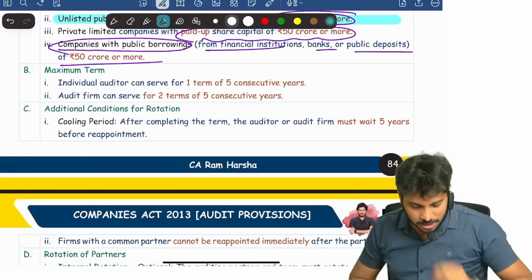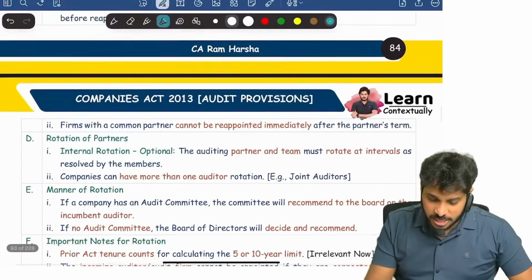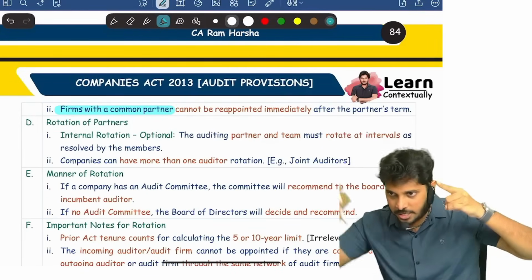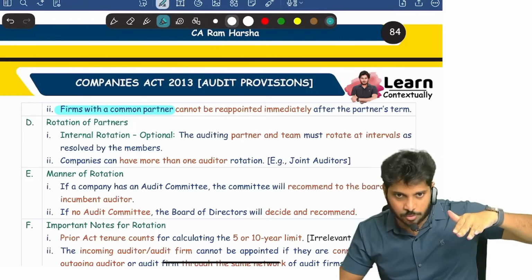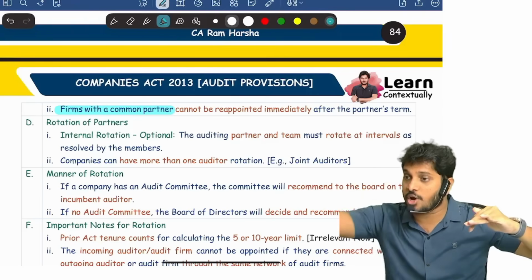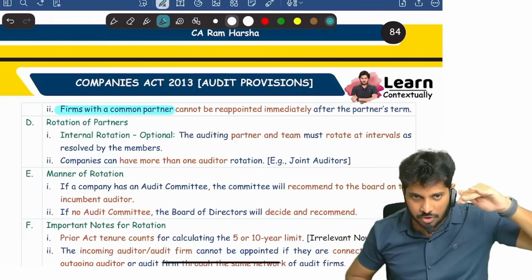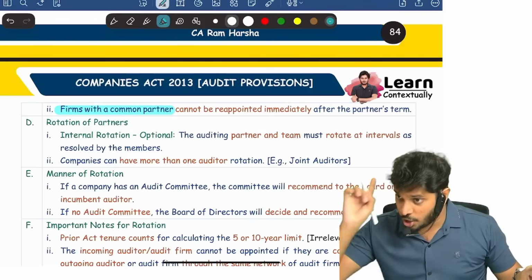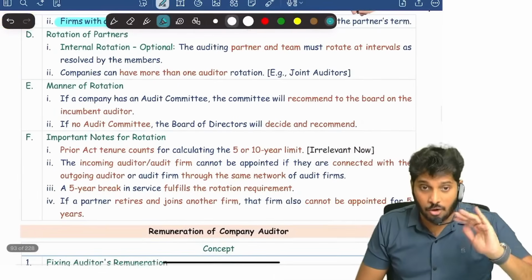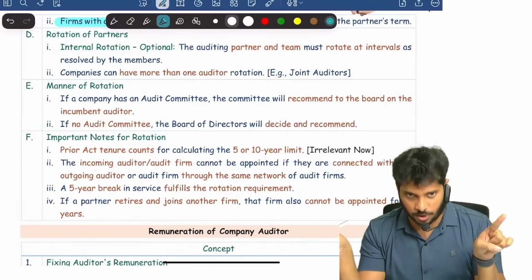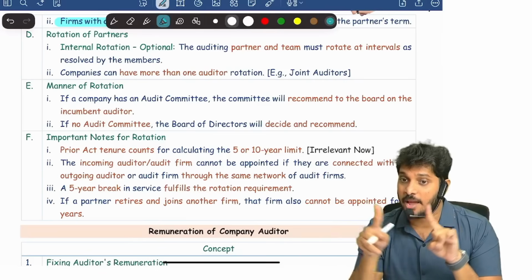When you are changing the auditor, the auditor whose 5 or 10 years are over is leaving; we call him the outgoing auditor. Now we are appointing a new auditor; we call him the incoming auditor. Outgoing auditor and incoming auditor shall not have common partners. Further, they shall not come under the same network.